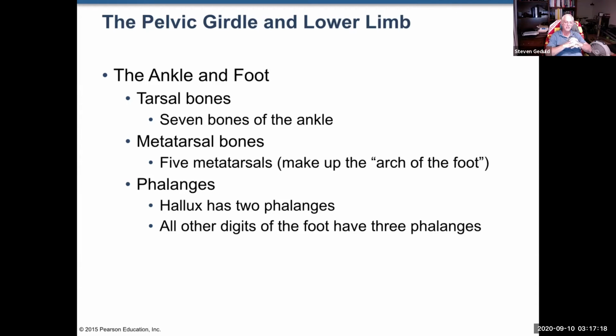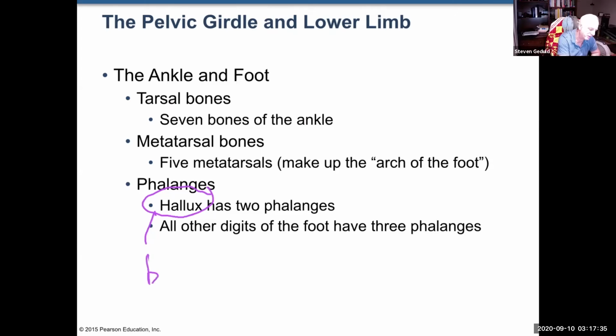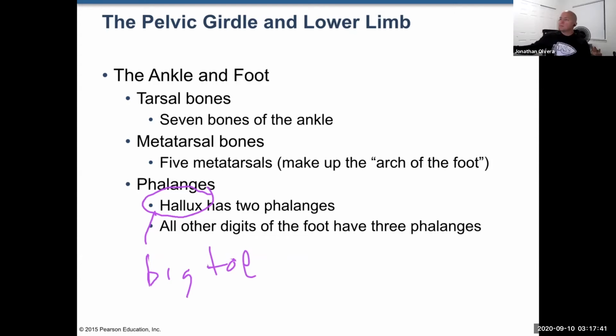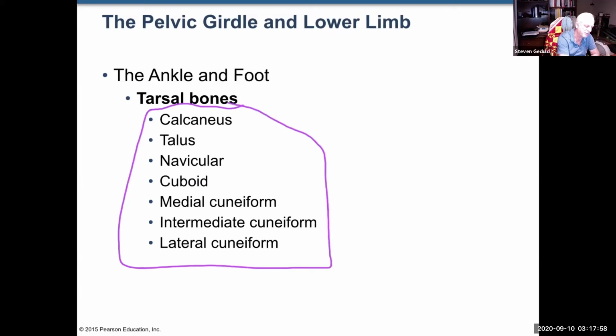Phalanges: the hallux has 2 phalanges. All the other digits have 3 phalanges. Hallux means what? Big toe. Hallux means big toe. So the thumb and the big toe each have 2 phalanges. All the other digits, your fingers and toes, have 3 phalanges: the proximal, middle, and distal. So these are the 7 tarsal bones that make up the top of the foot.